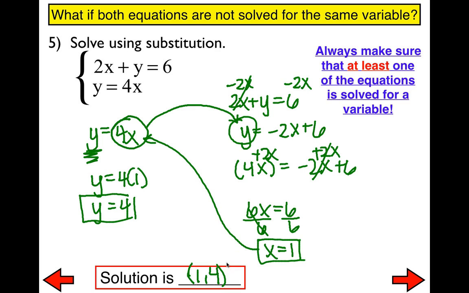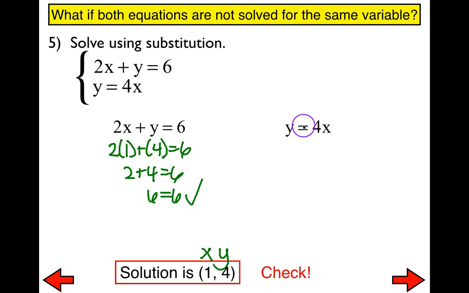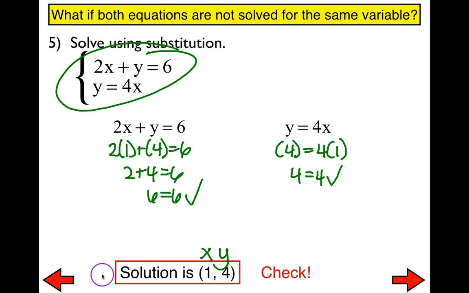You know I say think because we still need to check our work. So let's quickly check our work, where in this case x is 1, y is 4. We have 2 times 1 plus 4 equals 6. We have 2 plus 4 equals 6. This is true, so it works for the first one. Here we have 4 equals 4 times 1. This is also true, and because it works for both, I can confidently say that the solution to this system is indeed (1, 4).